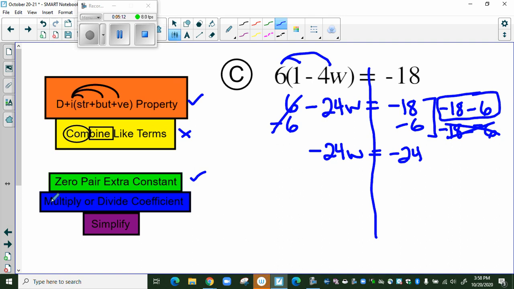We're going to divide by our coefficient of negative 24. Negative 24 divided by negative 24 is positive 1w, and the answer will be 1.